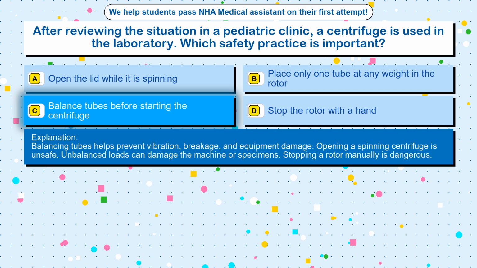Balancing tubes helps prevent vibration, breakage, and equipment damage. Opening a spinning centrifuge is unsafe. Unbalanced loads can damage the machine or specimens. Stopping a rotor manually is dangerous.